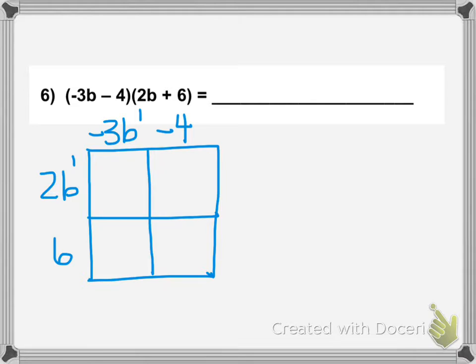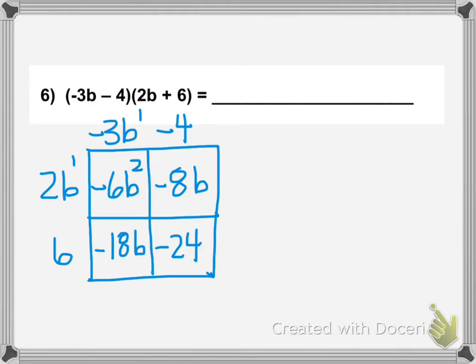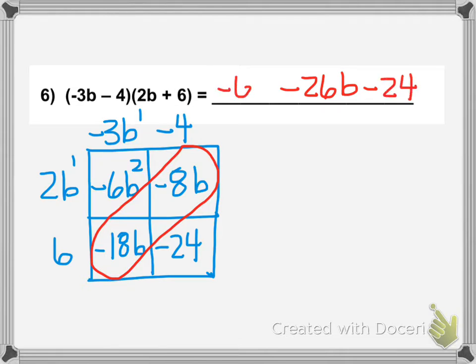In the upper left box, negative 3b times 2b is negative 6b squared. Upper right, 2b times negative 4 is negative 8b. Lower left, negative 3b times 6 is negative 18b. Lower right, 6 times negative 4 is negative 24. Look at the two terms that are like on the diagonal. They should be like. Negative 18b and negative 8b are going to combine to make a negative 26b. And then we'll bring over our other two terms, the negative 24 and the negative 6b squared. All right.